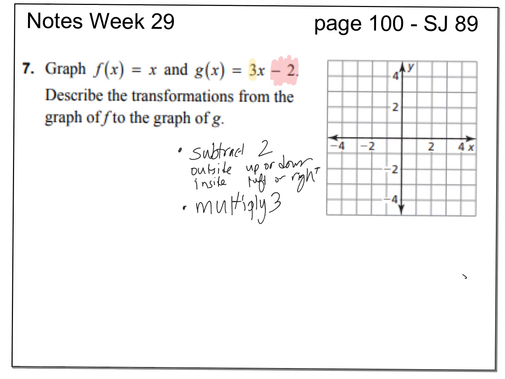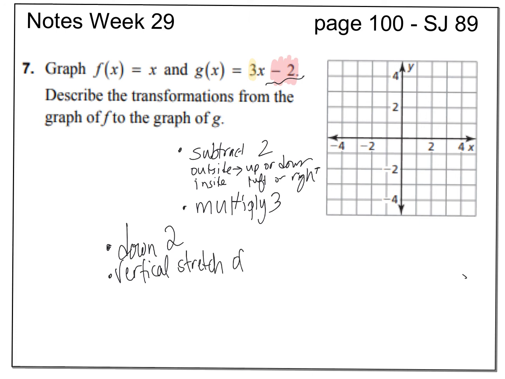Okay, so where is that minus 2? Minus 2 is on the outside, so that means it's an up or down movement. When it's on the outside, it is what it is. So one of my answers is down 2. And then my multiplying by 3. Is that multiplying by 3 in parentheses or in absolute value? No, it is not. So it's on the outside. So it's a vertical stretch of 3.